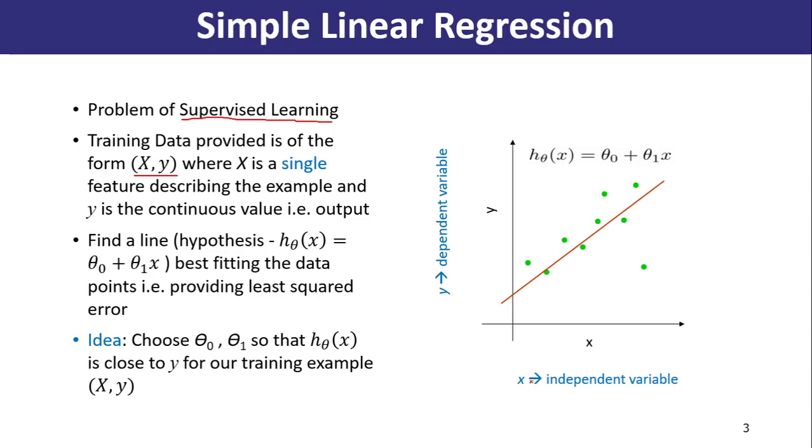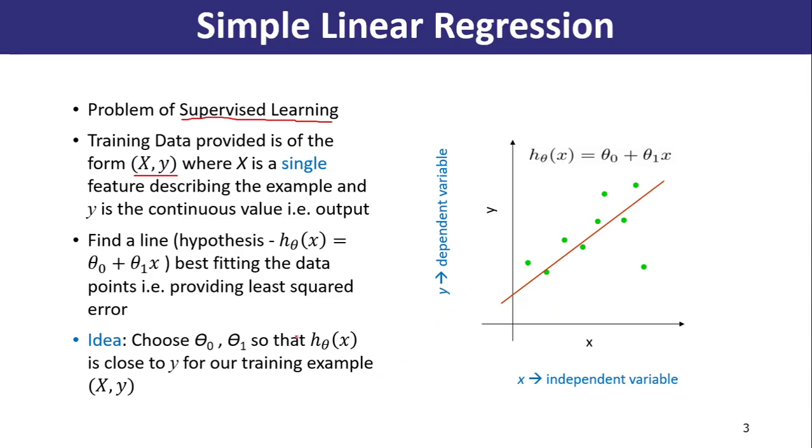So this single feature x is known as the independent variable, and we have the output associated, or we would like to predict some value for the output, and that is actually the dependent variable y. So we are provided with data samples like this, wherein we have the x value along with the y value in our training data set.